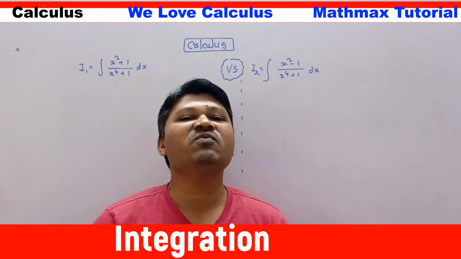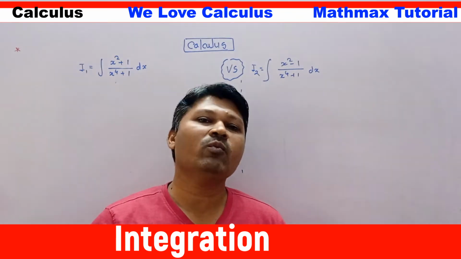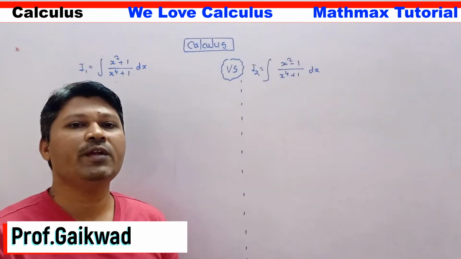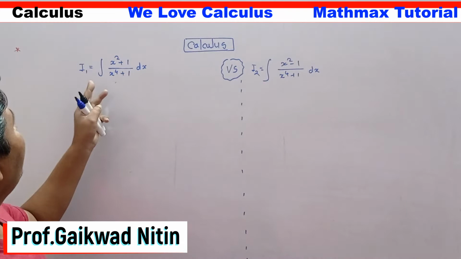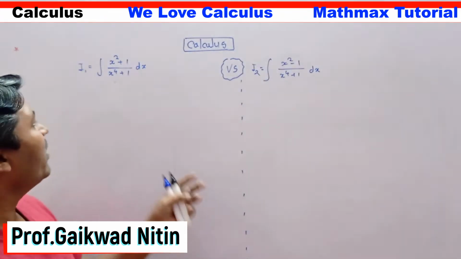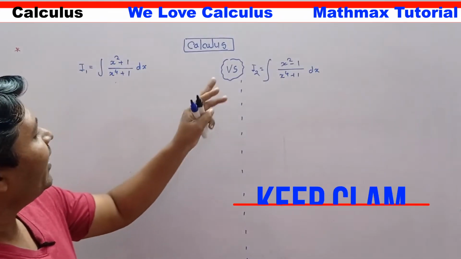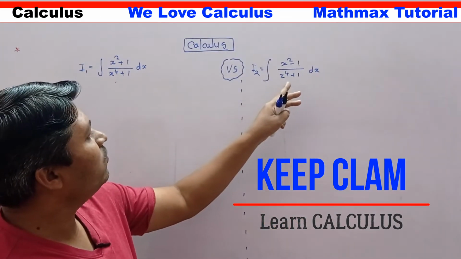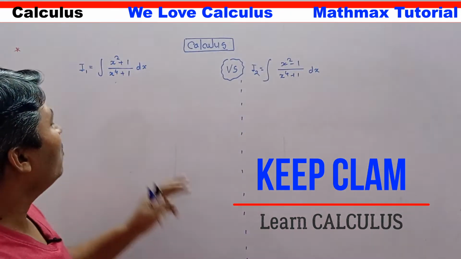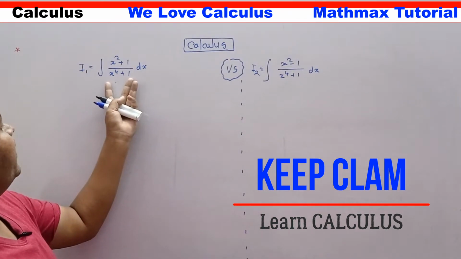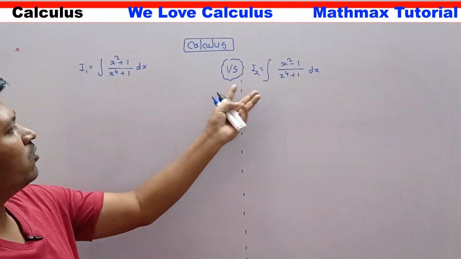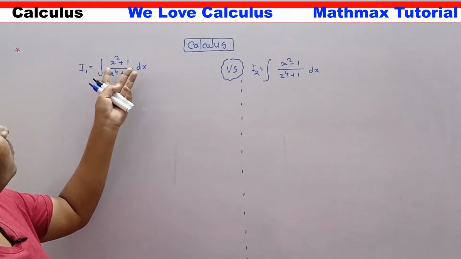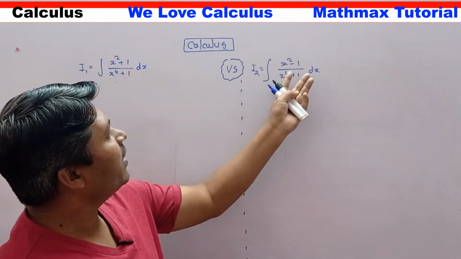Today we have two integrals, and we will observe the difference between them. The first integral is I1 equals the integral of (x square plus 1) divided by (x raised to 4 plus 1) dx, and the second integral I2 equals the integral of (x square minus 1) divided by (x raised to 4 plus 1) dx. Here we observe the denominators are the same, x raised to 4 plus 1, and the numerators are different: x square plus 1 and x square minus 1.